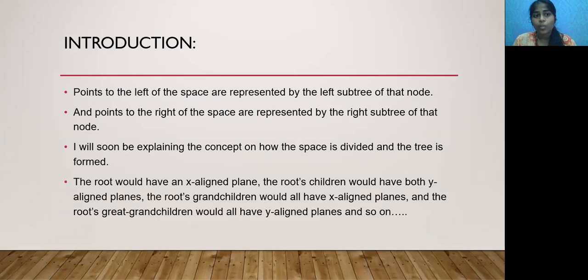Here's a small introduction to k-dimensional trees. The points to the left of the space are represented by the left subtree of the node, and to the right by the right subtree of that particular node. In this video lecture, I am going to explain how the space is divided and how the trees are formed. The root will be aligned with the x plane, the root's children are aligned with the y plane, the root's grandchildren are aligned with the x plane, and the great grandchildren with the y plane, and so on.